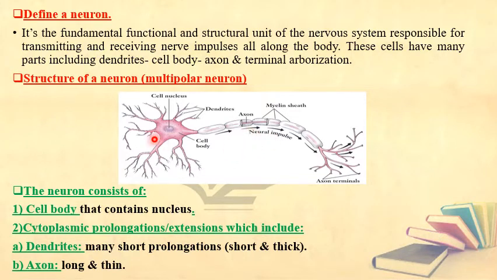So the neuron consists of the cell body that contains the nucleus. It also consists of cytoplasmic prolongations or extensions. The short ones are called dendrites, and they are short and thick. And the long one is called the axon, and it is long and thin.